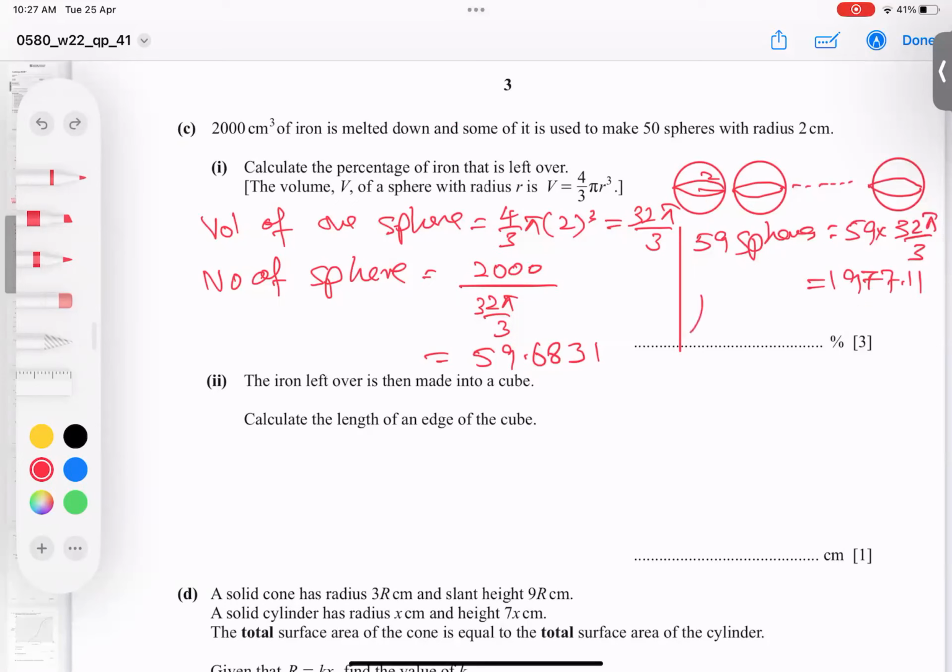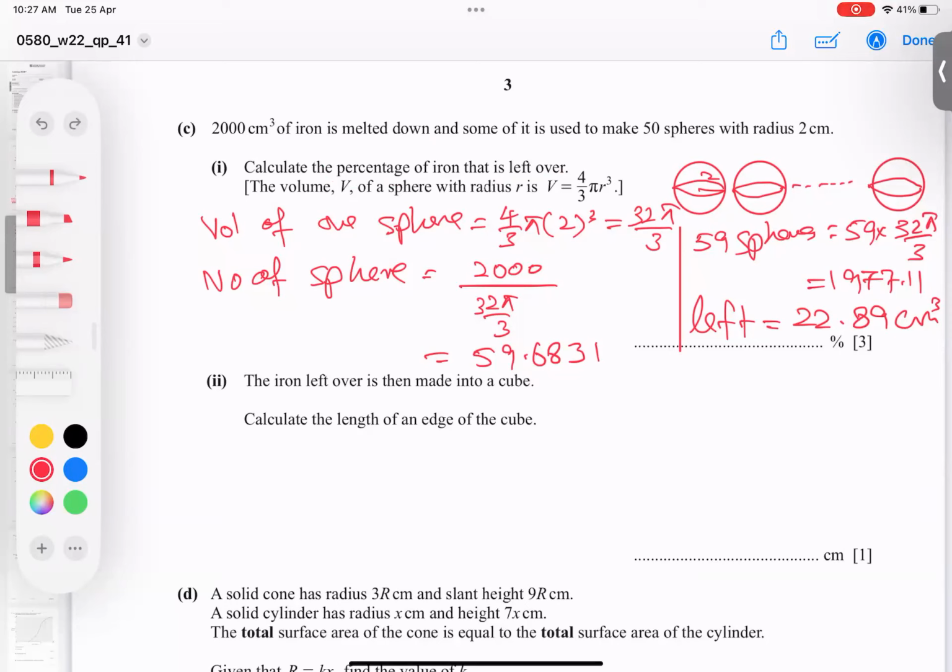So what is left behind? When I subtract from 2000, I get my answer: 22.89 centimeter cube left behind. Okay, and he's asking me the percentage of iron left over.